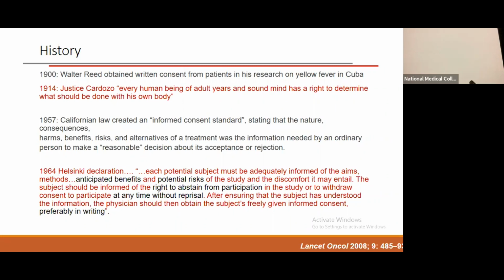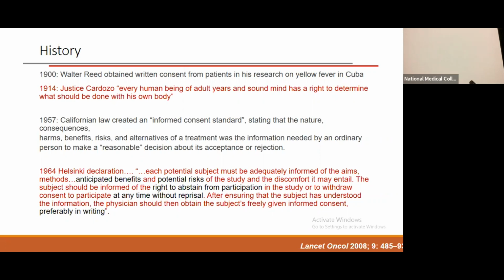In 1914 is actually the first time when law came into it. This is from the US court, when Justice Aggarwal first said that every human being who is an adult and has a sound mind has a right to determine what should be done with his own body. So you see these things: when we take informed consent, it has to be signed by an adult, and the person has to be in a sound state of mind. That was described way back.